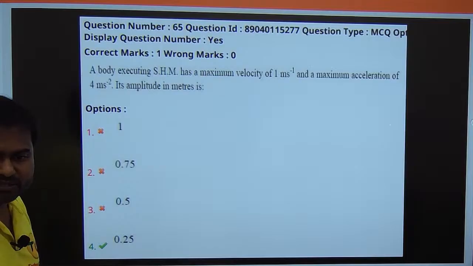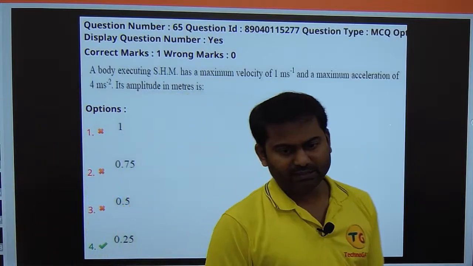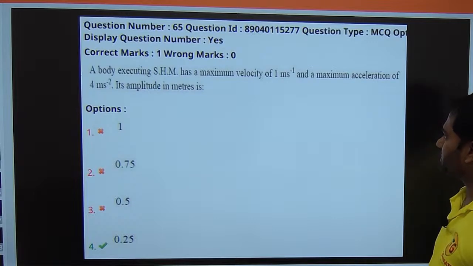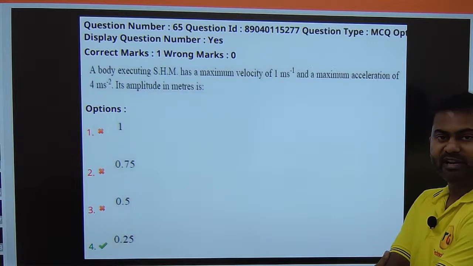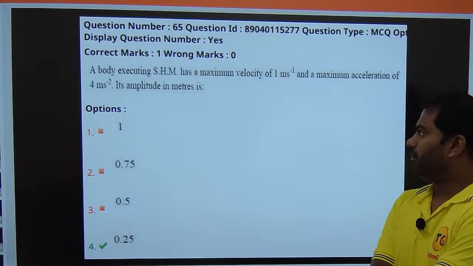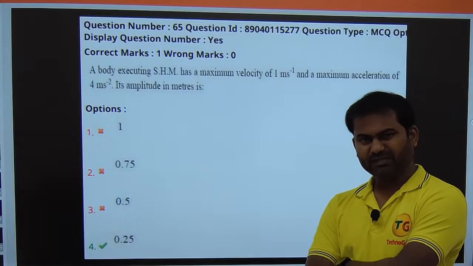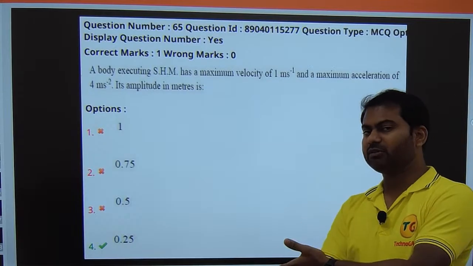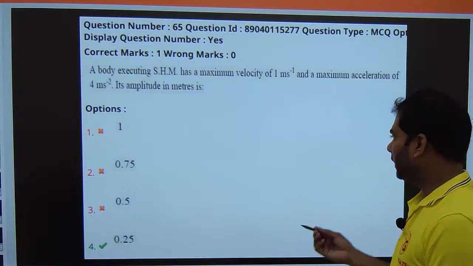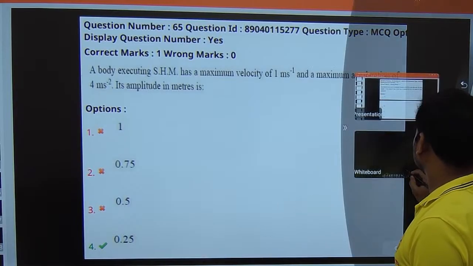In this question number 65, a body executing simple harmonic motion has maximum velocity of 1 meters per second and maximum acceleration of 4 meters per second square. If its amplitude in meters is, it's a very common question. We have seen similar questions in previous year papers. Let us solve this easy question here.